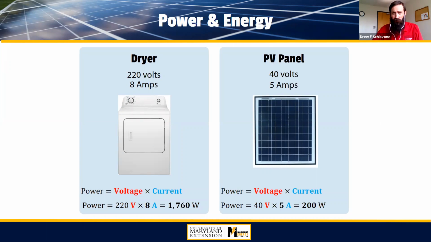Another example is a clothes dryer. For the clothes dryer, it in this case is 220 volts at 8 amps. Multiply those two numbers together and that gives you your wattage. Now we can do the same kind of thing on the delivery side with the PV system itself. If you look at this module on the right-hand side, this operates at 40 volts up to 5 amps, and we can multiply our 40 volts times 5 amps.